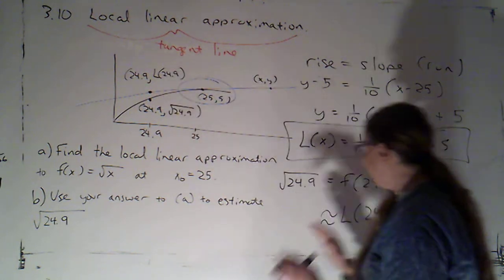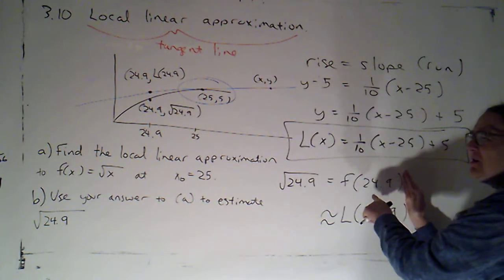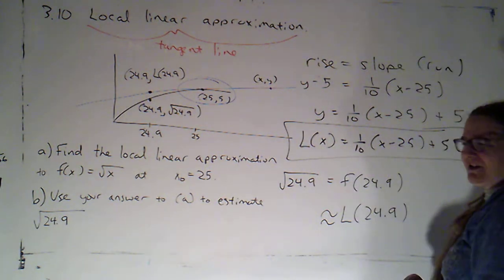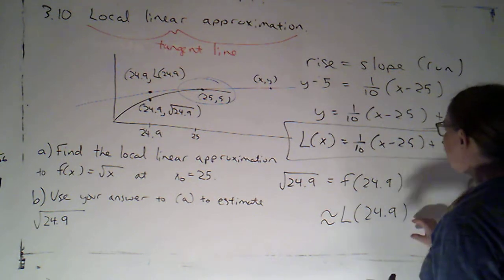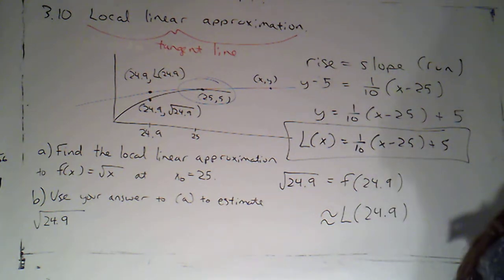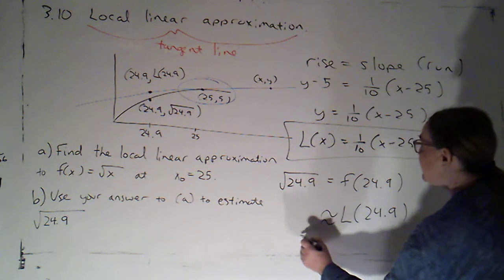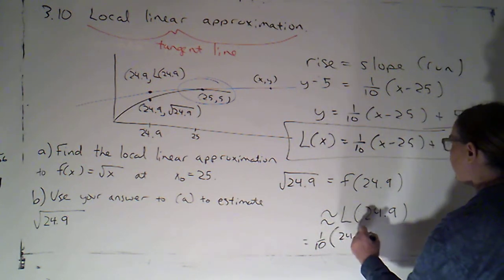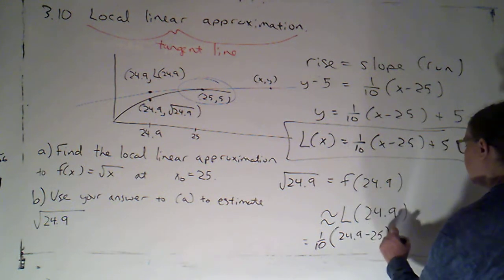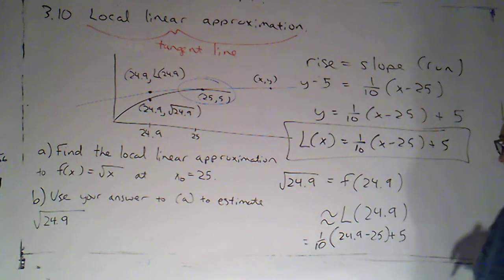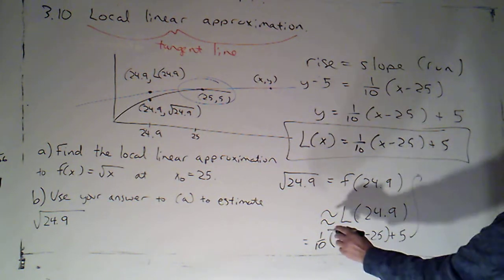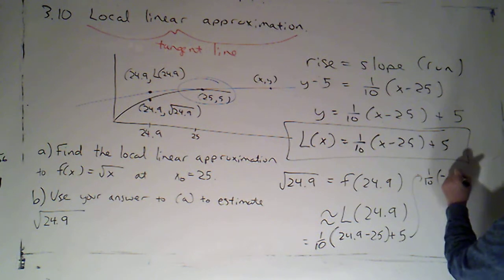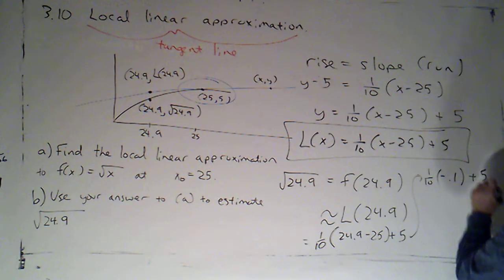And unlike f of 24.9, which I would probably want to use a calculator for, even though that would just give me a decimal approximation, it would be a pretty accurate one. Okay, this I can calculate by hand. Okay, because this would just be 1/10 of 24.9 minus 25 plus 5. So let's see, that's going to be 1/10 of negative 0.1 plus 5.